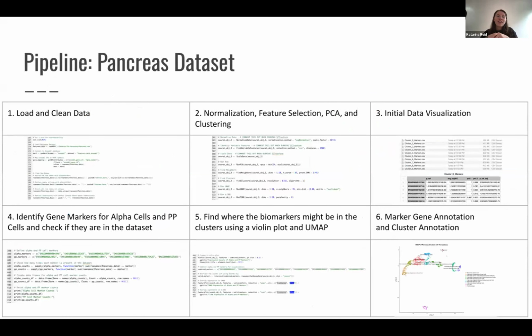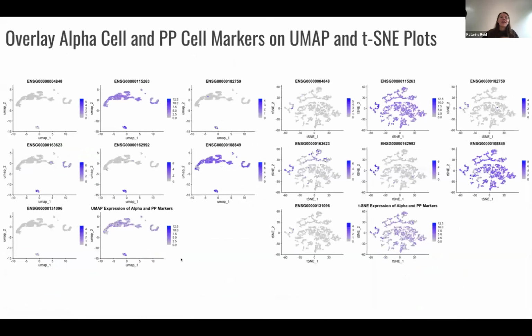Moving on to the pancreas data set. I followed a pretty similar pipeline. I loaded, cleaned the data, normalized it, looked at the data. I had fewer clusters for this one, so it was a little bit easier. I also identified the gene markers for alpha and PP cells, and I checked whether they were even in my data set because that would give me a good sense of what to look for in the violin plots. And then of course I did a UMAP and t-SNE.